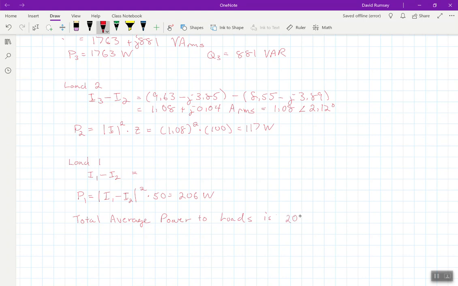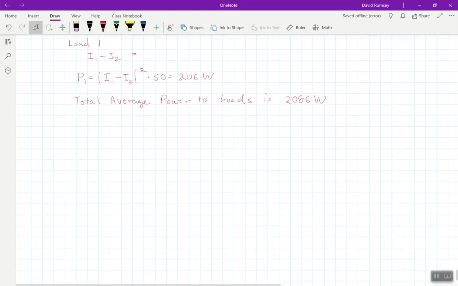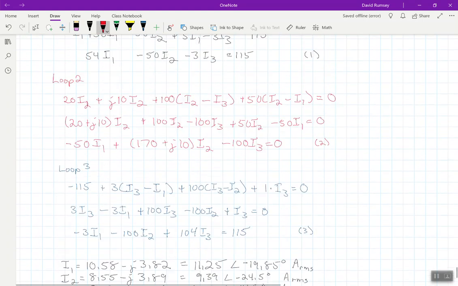2,086 watts. So that's the total average power to the load. Now let's look at the losses here. Now I didn't show you the computation for that. Well, the losses here, the current, this is simply equal to I1, because let's go back here.